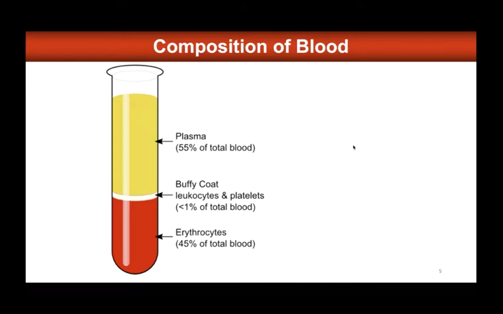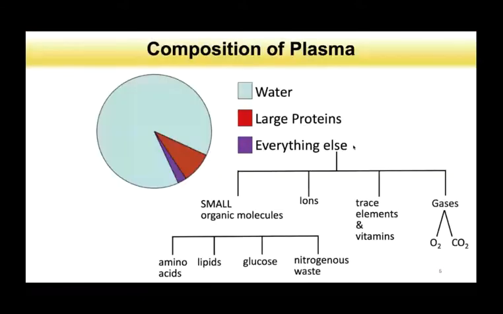And plasma is the ground substance. Remember that blood is a fluid connective tissue. And the definition of a connective tissue is widely scattered specialized cells that are embedded in an extracellular matrix, which is made of ground substance and protein fibers. So plasma is the ground substance. It's almost all water, and that water is absorbed primarily in the large intestine during the digestive process.